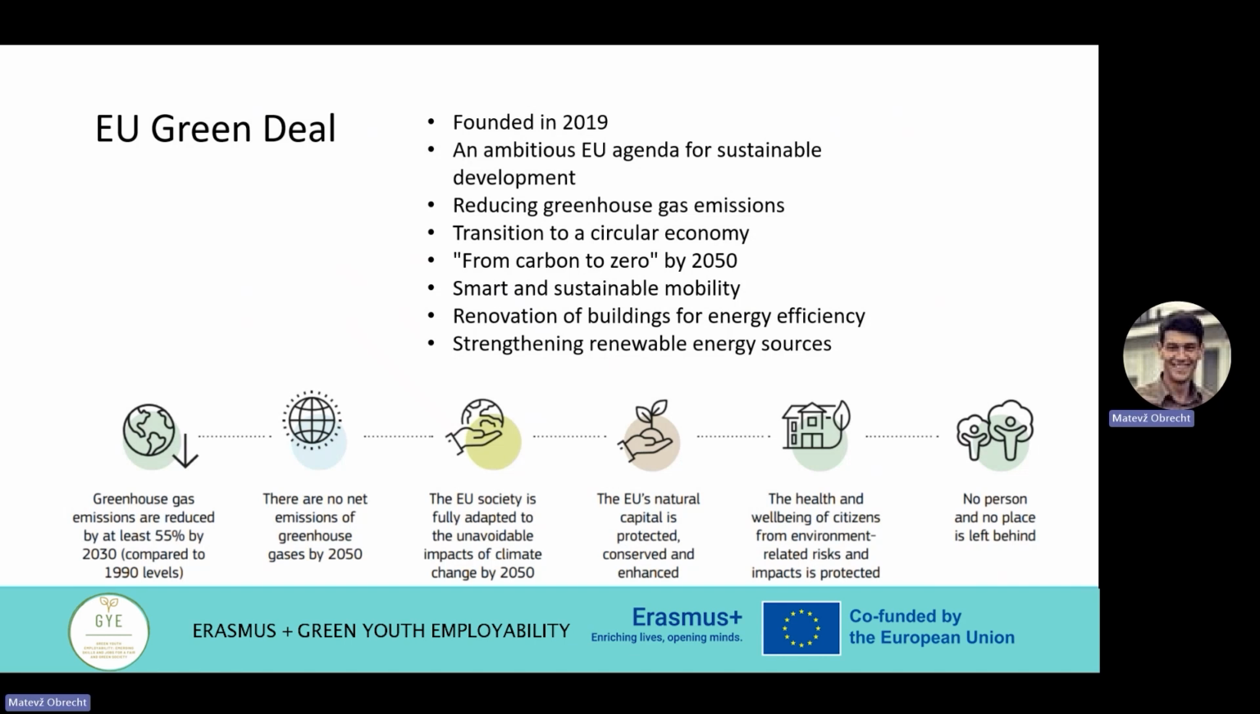So the European Union Green Deal is actually a plan how to reduce emissions by 50%, 55% by 2030, and how to become net zero by 2050. So how to become the first carbon neutral continent on the planet Earth. This could be done with sustainable development, reducing greenhouse gases, transition to circular economy, smart and sustainable mobility, renovation of buildings for bigger energy efficiency, and of course, strengthening renewables.